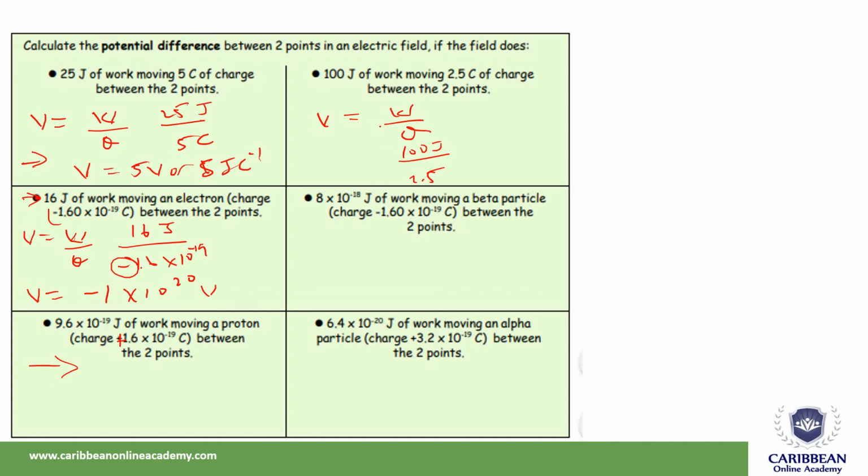And if we put that in our calculators, we more than likely can get an answer. So we say 100 divided by 2.5, that gives us a potential difference of 40 volts, or we can say 40 joules per coulomb, right? Simple question. You can try the others for yourself. That's just us using that formula to find potential difference.